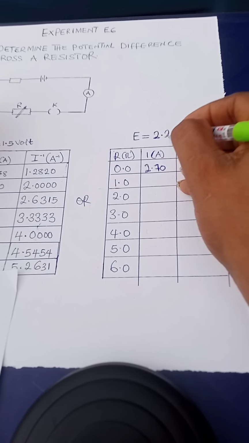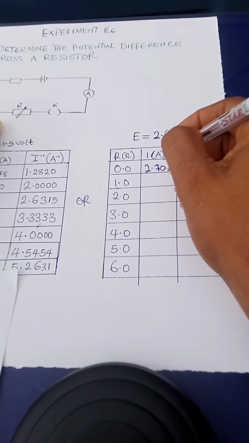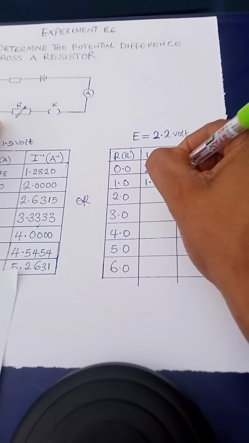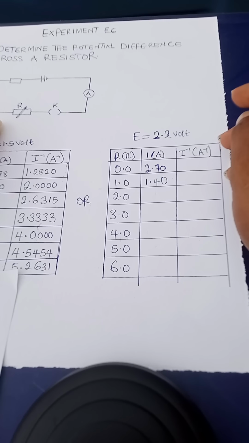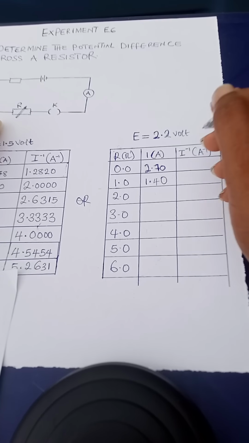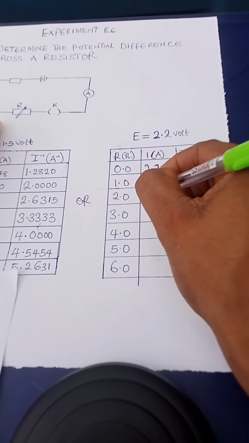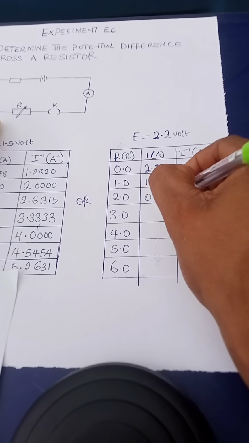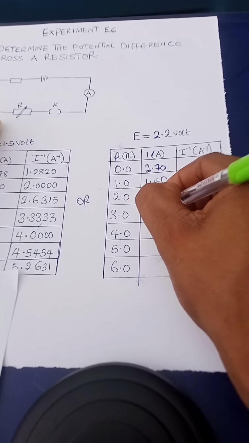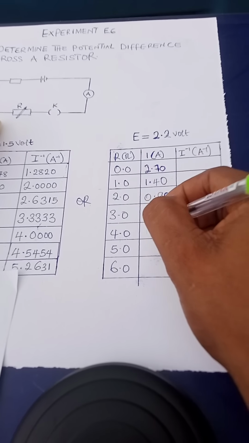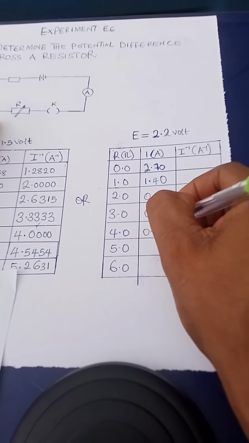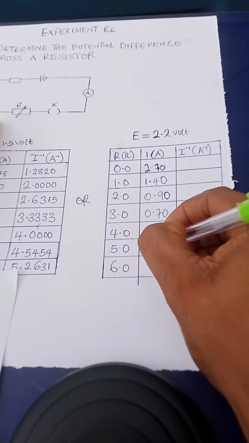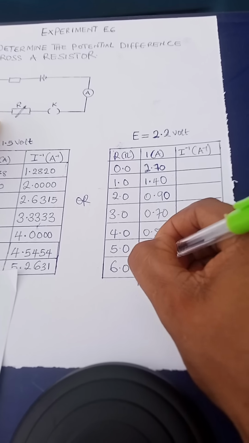When I use this 2.2, this one is going to give me 1.40. This is what I will have. The second one will give me 0.90 if I'm using manipulation. The third one will give me 0.70. The fourth one will give me 0.50. The fifth one will give me 0.40. And lastly, I will have 0.30.